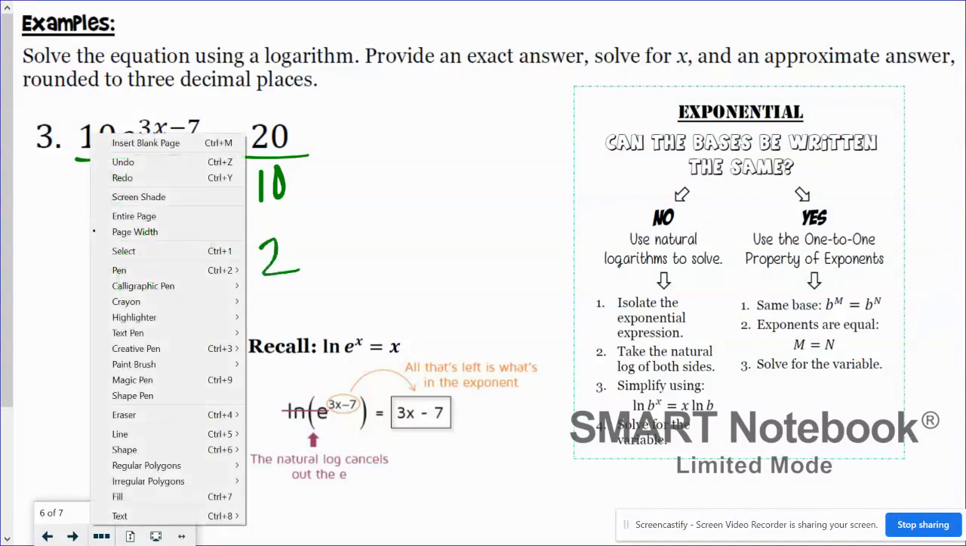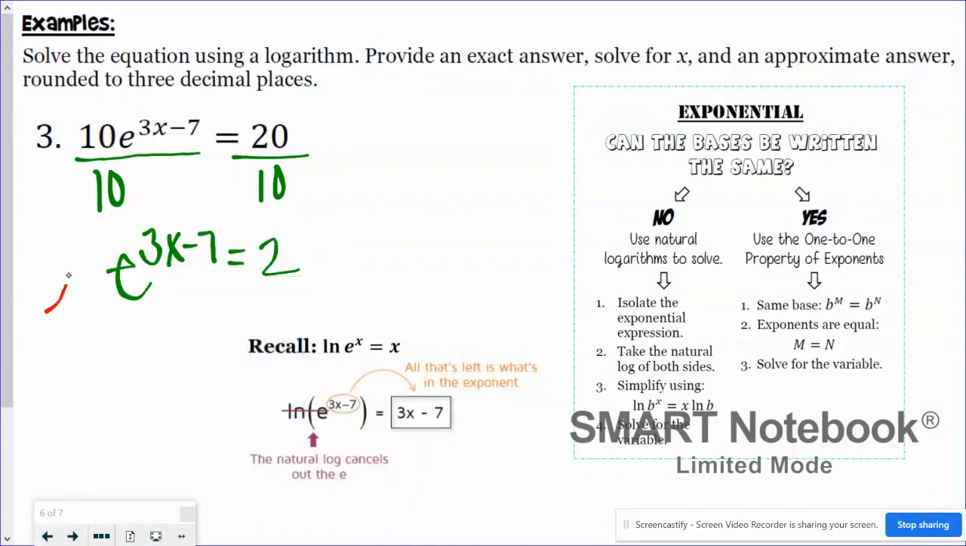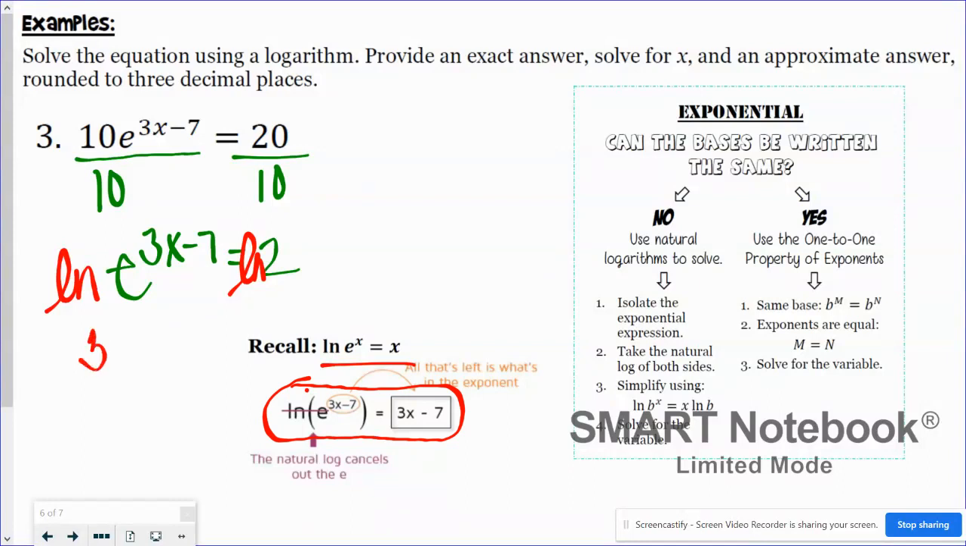So now I'm ready to take the natural log of both sides. Natural log on the left, natural log on the right. Now recall that when you take the natural log of e to some power, all you're left with is the power. Like this specific scenario here is illustrating, when I take the natural log of e to the 3x minus 7, all that remains is 3x minus 7. So I have 3x minus 7 is equal to the natural log of 2.